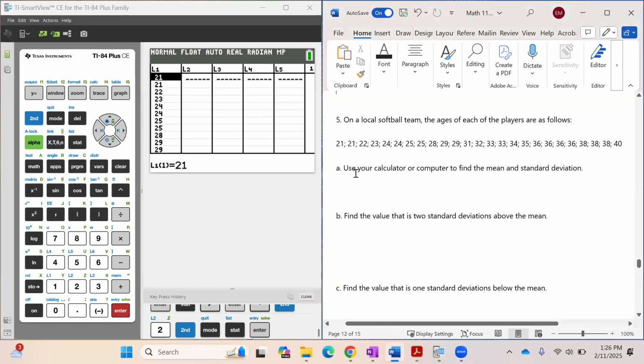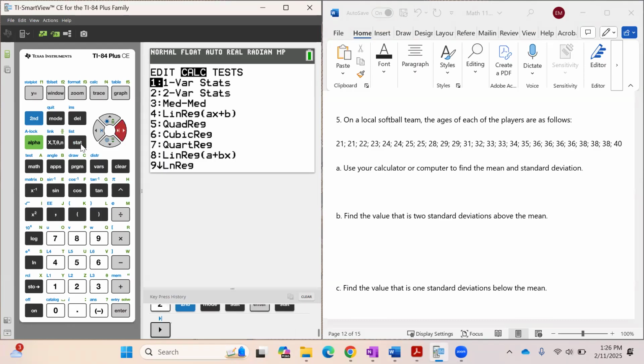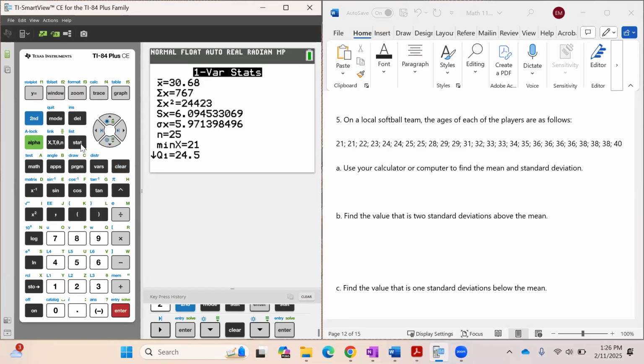Okay, so hopefully you have entered in your data correctly. You should have 21 up through 40. And so we want to find the mean and standard deviation. So what we want to do here is go to stat, move over to calc, one bar stats, and notice here we have list one. What we want to do is get rid of this list two. We don't need it. We're just checking out one list. And so we just go ahead and hit delete or clear. And then go down to calculate and let's calculate it.